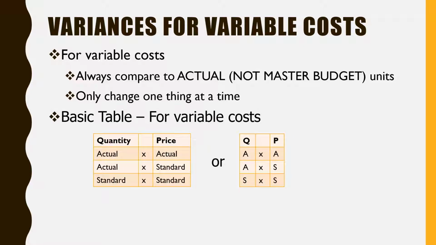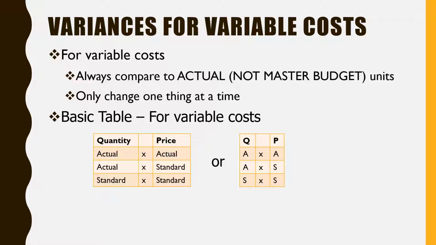The basic table we're going to use is going to set up the quantity in one column and the price in the other. The way I remember that is it's QP. So if you're old enough to remember a Cupid doll, the Q's come first and the P's come second. You can come up with your own way to remember it if you need to. Then we start with the actuals always. So actual times actual would be the actual cost. And then we just want to change one thing at a time. So we want to just change the price.